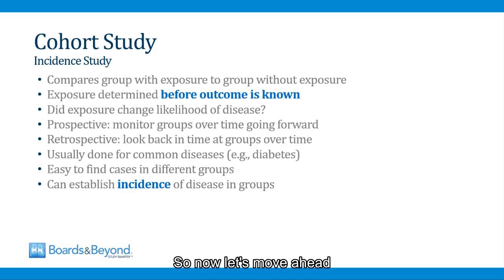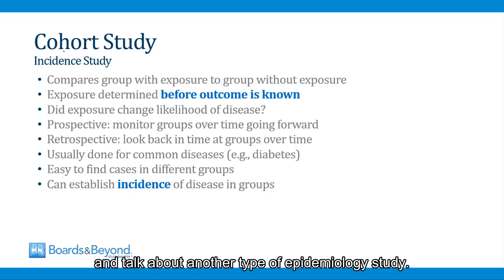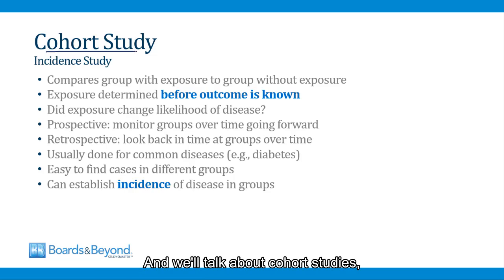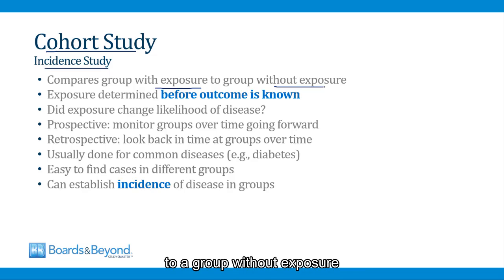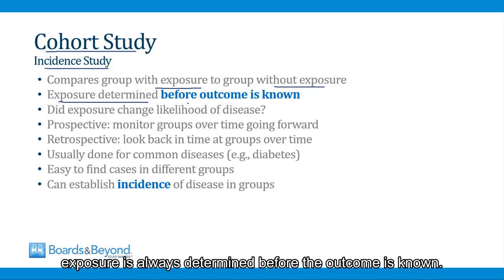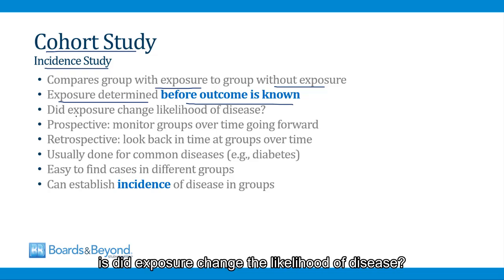So now let's move ahead and talk about another type of epidemiology study, and we'll talk about cohort studies, which are also known as incidence studies. In a cohort study, you compare a group with exposure to a group without exposure, and then you monitor the group over time to see who develops disease or who develops the outcome of interest. Importantly, exposure is always determined before the outcome is known, and what you're looking for in a cohort study is, did exposure change the likelihood of disease?